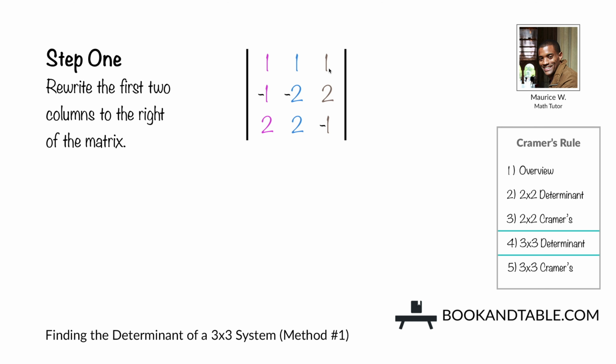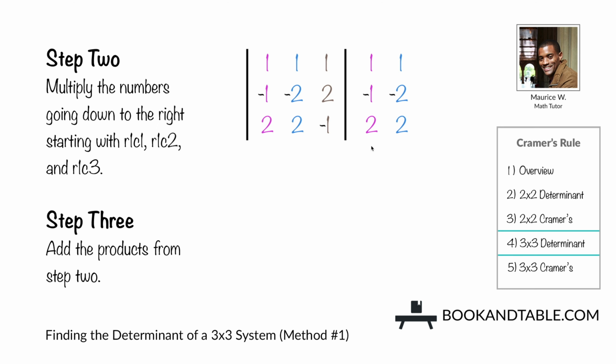But before we do that, the first step is to rewrite the first 2 columns to the right of the matrix. So we take column number 1 and column number 2, and we rewrite both to the right of the 3 by 3, on the outside of our vertical line. So now we have a total of 5 columns, 1, 2, 3, 4, 5. We still have 3 rows, 1, 2, and 3. But now with this new setup, we can multiply the numbers going down to the right, starting with row 1, column 1, row 1, column 2, and row 1, column 3.